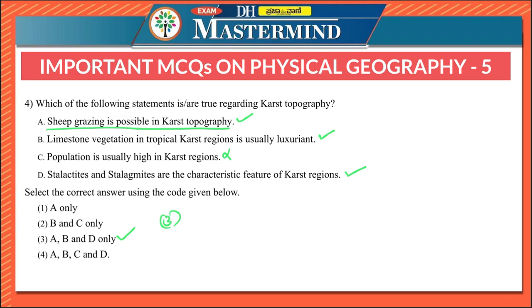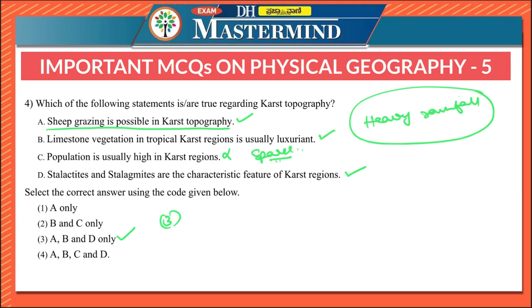However, as an exception, limestone vegetation in tropical regions is usually luxuriant. Why? Because of the heavy rainfall all year round. Throughout the year, there will be heavy rainfall, and therefore, there will be luxuriant vegetation in comparison with non-tropical regions. Settlements are scattered, and population is usually sparse. It is not high population. And stalactites and stalagmites are the characteristic features of karst regions, which I'll be explaining to you a little later.